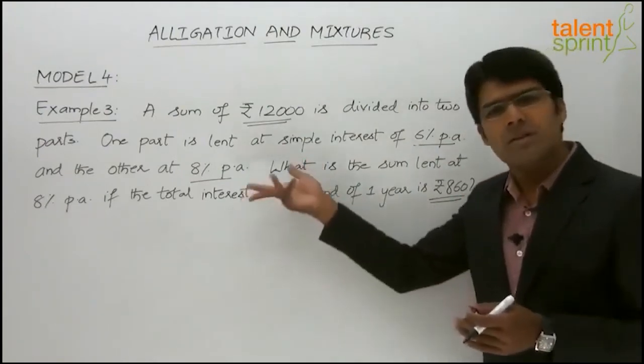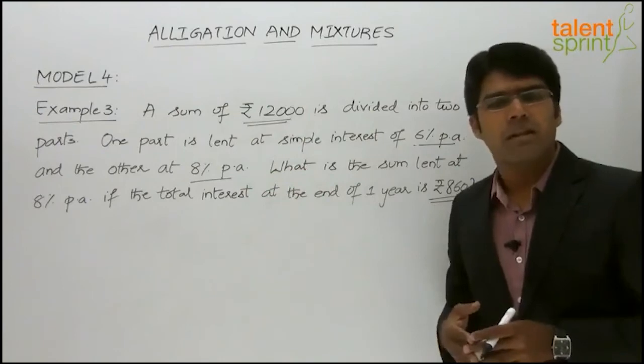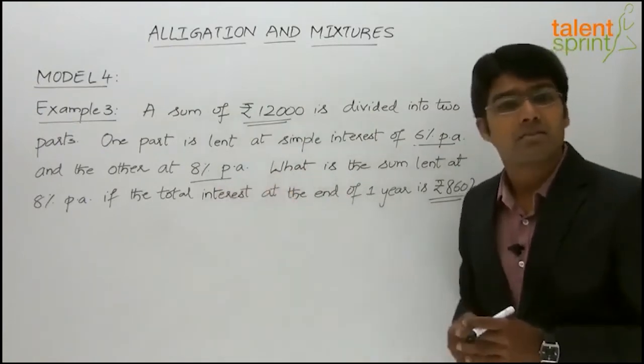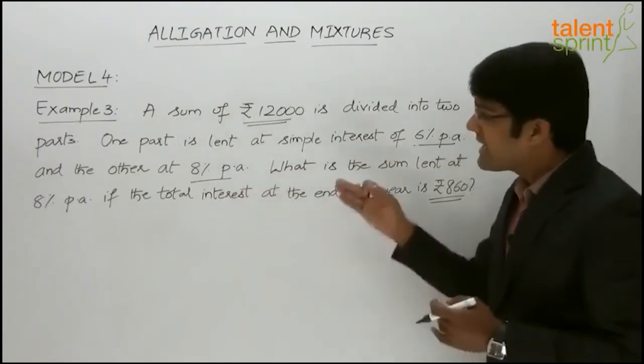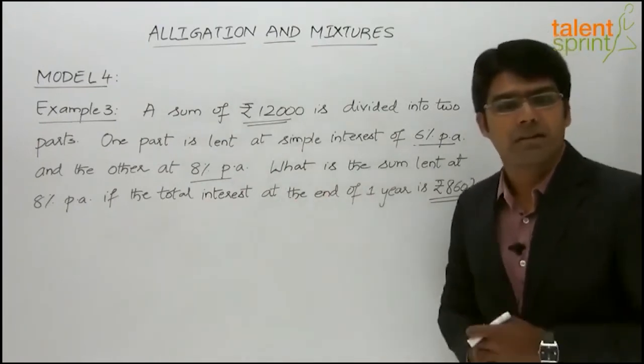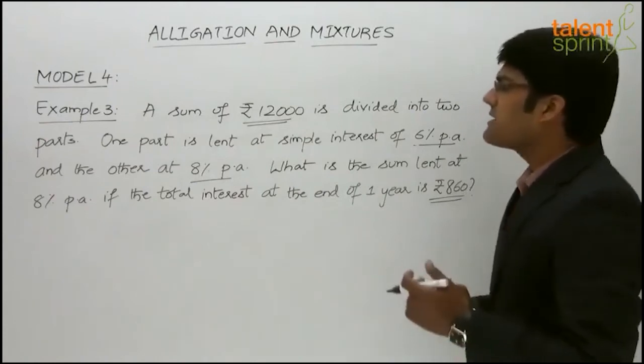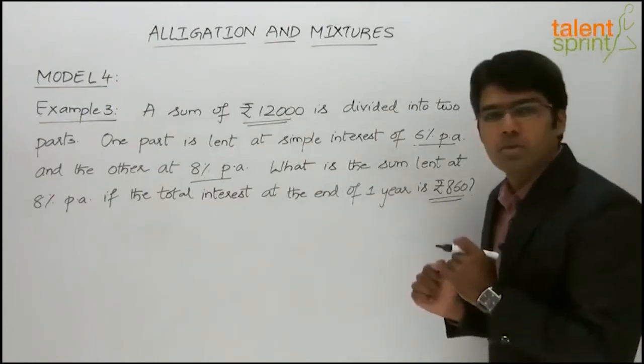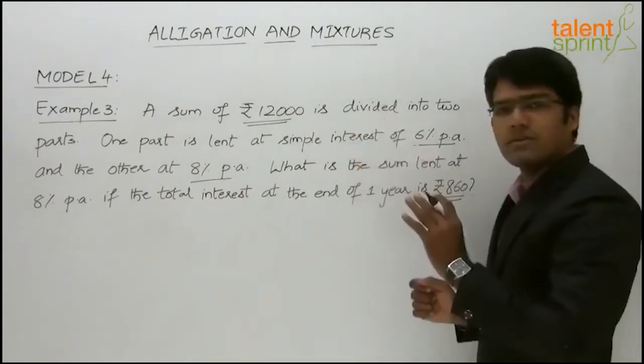So this question has been already discussed in the topic of simple and compound interest, and you know how to answer it using the 2 equations. But let us now see how we can answer this question using the alligation rule instead of the regular equations. Here, as I've mentioned, the 2 parts are P1 and P2. So P1 plus P2 is 12,000.